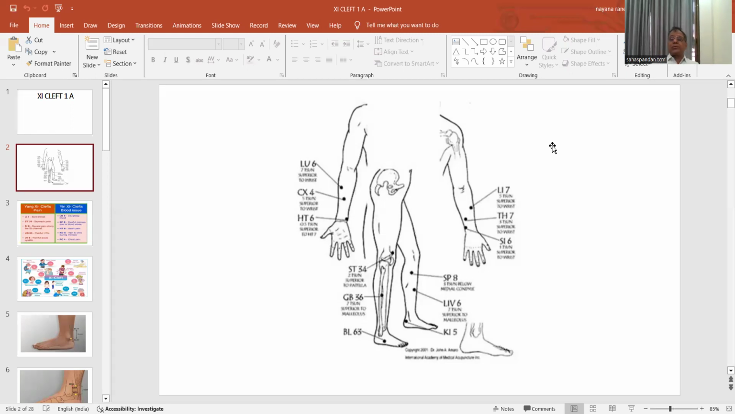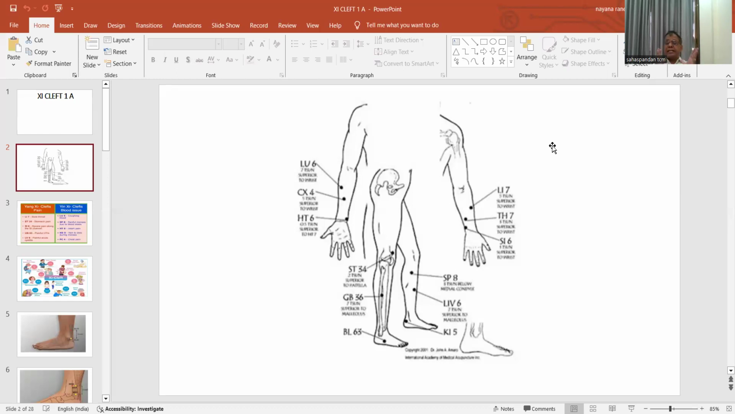Friends, Xi-cleft points, also called accumulation points, are all located below the elbow or below the knee, between the fingers or toes, with the exception of stomach 34, which is proximal to the knee. ST34 is above the knee.